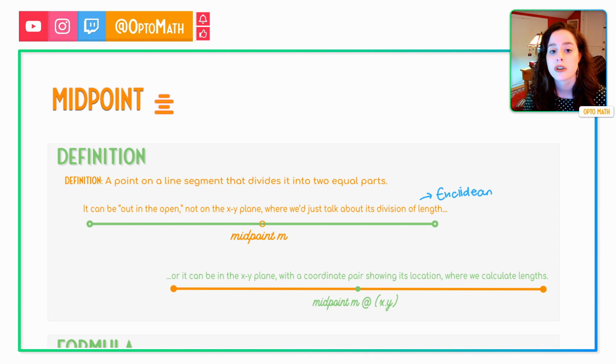And that brings us to our second way of looking at midpoint. It can be on the XY plane, or in the XY plane, with a coordinate pair showing its location where we calculate the lengths. So this is going to be looking at it as coordinate geometry. And let's just go ahead and write Euclidean geometry. Those are the two main ways we dissect geometry or separate them, and you'll be hearing those words throughout geometry.